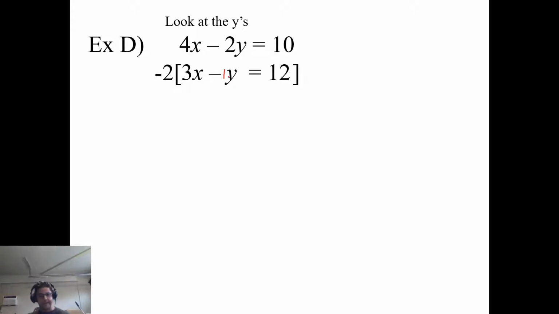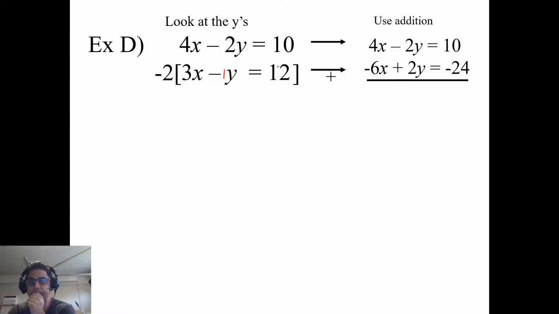It's not always that. It's just whatever value you need, you're going to multiply by a number to make it that. So I needed a positive 2y, so I have to multiply by negative 2. Again, first equation stays the same, just bring it over. Second equation, distributive property. Negative 2 times 3x is negative 6x. Negative 2 times negative 1y is positive 2y. And don't forget this last one. Negative 2 times 12 is negative 24.